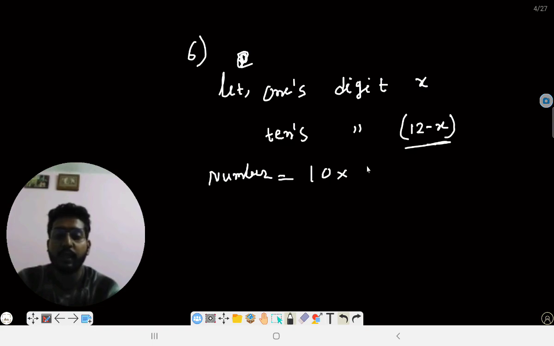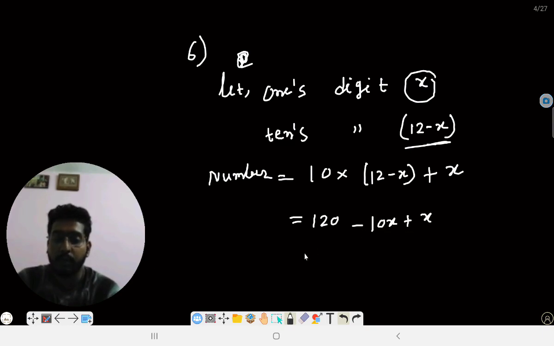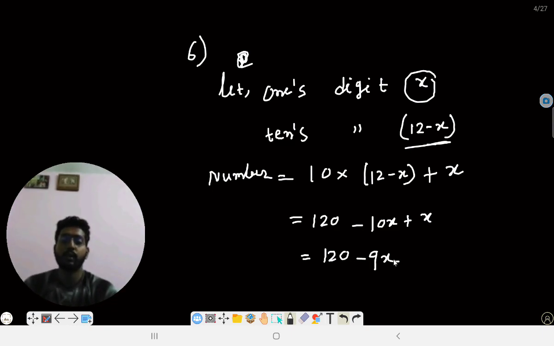Now what is the tens here? 12 minus x, plus the ones digit. Now what is the ones digit here? x. Okay, so multiply this: 120 minus 10x plus x. So that is 120 minus 9x. That will be the number: 10 into tens plus ones.